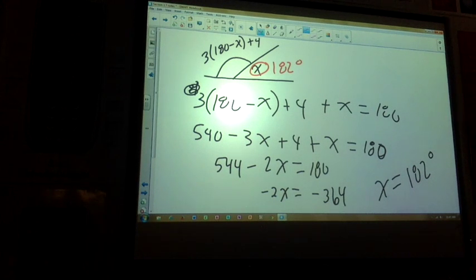Anyone got a problem yet? Big one? And then the other one is 180 minus 182 is negative 2. 3 times negative 2 is? 3 times negative 2 is? Negative 6. Negative 6 plus 4 is?